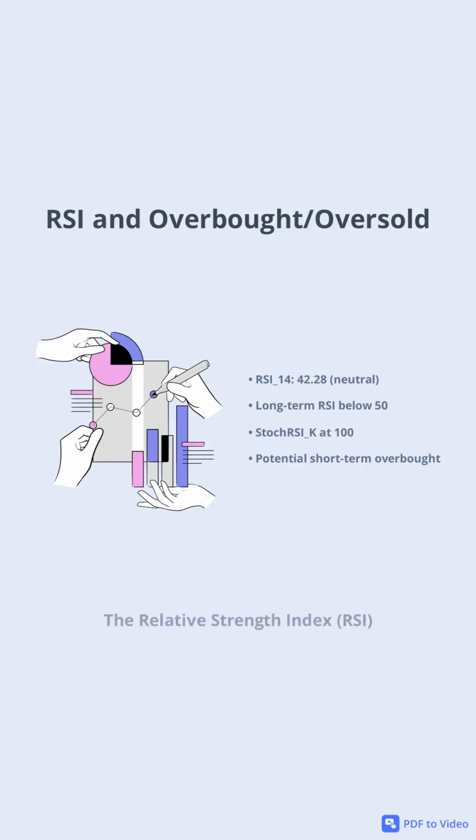The Relative Strength Index, RSI, helps identify overbought or oversold conditions. EVTV's RSI 14 is at 42.28, with longer-term RSIs also below 50. This places the stock in a neutral to slightly oversold territory, but not yet at extreme levels. The stochastic RSI, however, is at 100, indicating a recent sharp move that could be a short-term overbought signal. These mixed signals suggest caution for both buyers and sellers.